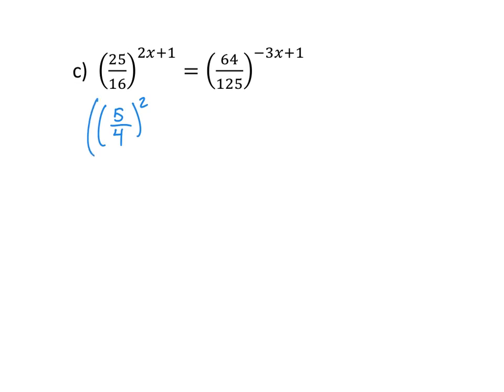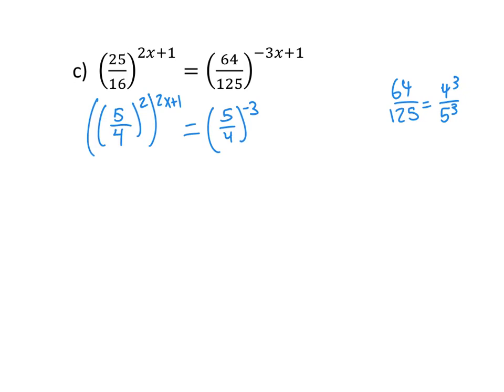So my exponent on the outside here stays the same, 2x plus 1. Now on the other side then, I need my base to be 5/4. Otherwise the problem won't work. So 64/125 is the same thing as 4 to the third over 5 to the third. So if I want to take the reciprocal of my 4/5, I need to raise this to the power of -3. In other words, 64/125 is 5/4 to the -3rd power.